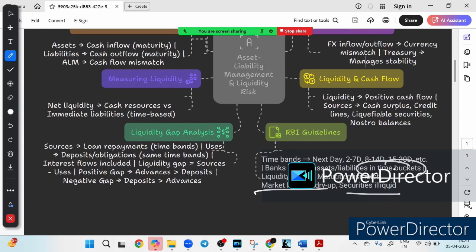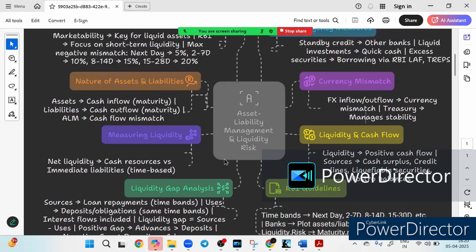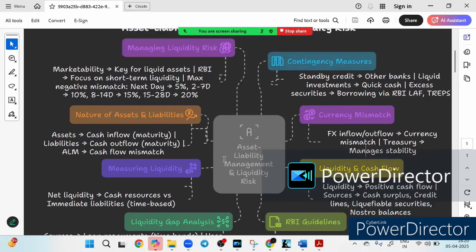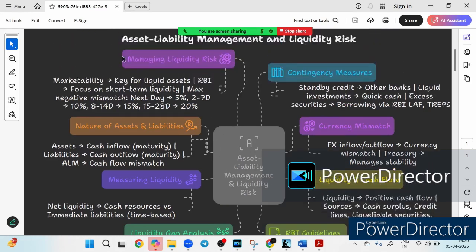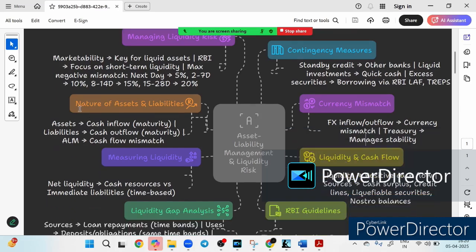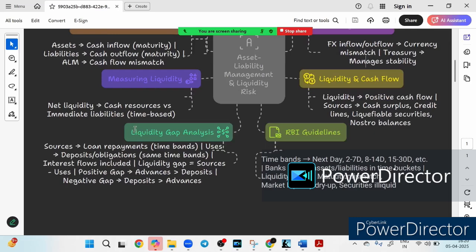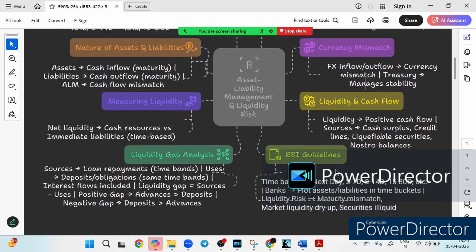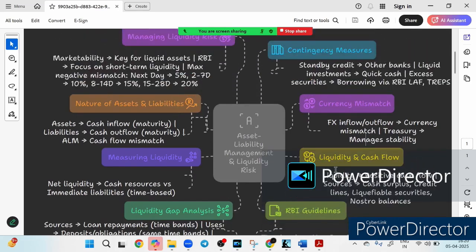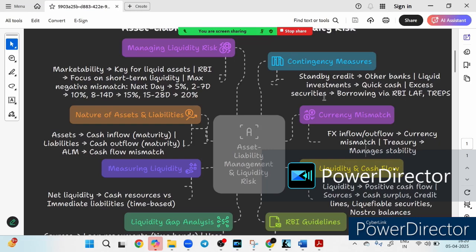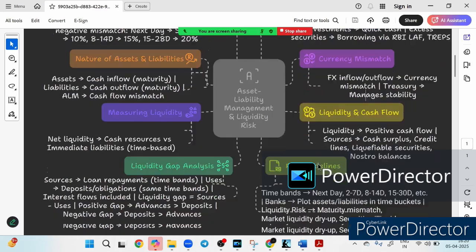So the final takeaway from this entire discussion is that ALM and liquidity risk management is like a financial balancing act, ensuring that the bank always has enough cash to meet obligations while also making profit, right? We have seen the limits placed by RBI in managing liquidity risk, the nature of assets and liabilities, how to measure the risk, liquidity gap analysis, RBI guideline, time band and maturity. We have seen how banks deal with contingency measures, currency mismatch, and how liquidity and cash flow are related.